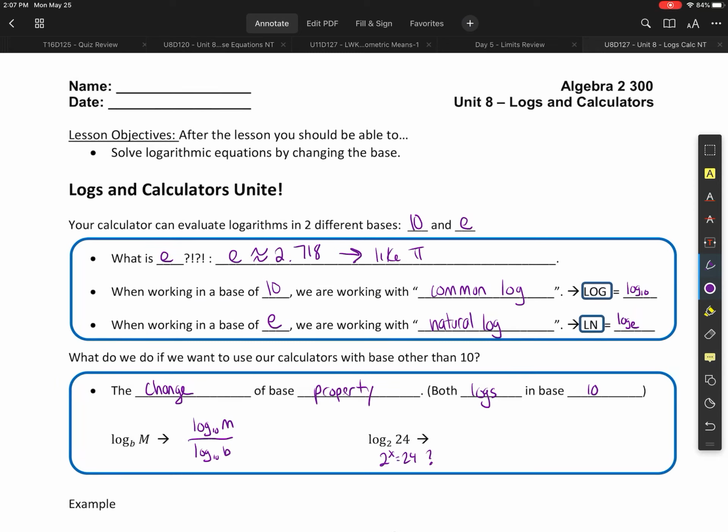Well, I don't know, but know what? I can use logs to help me out. If I do log 24 divided by log 2, my calculator tells me that 4.585. So the question is, 2 raised to the 4.585, is that 24? Yes, it is.